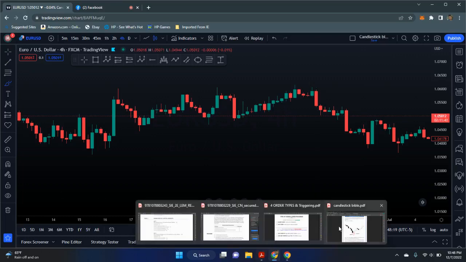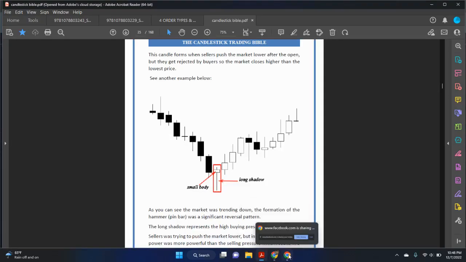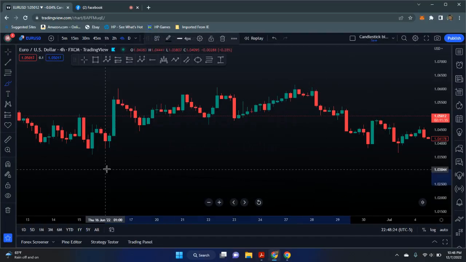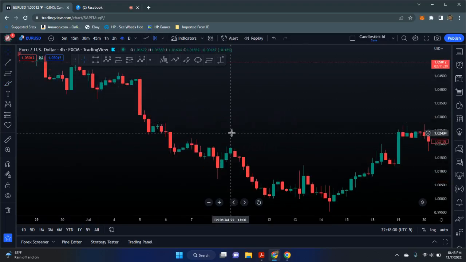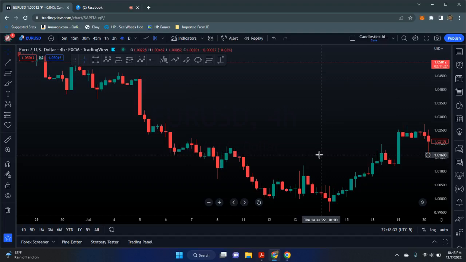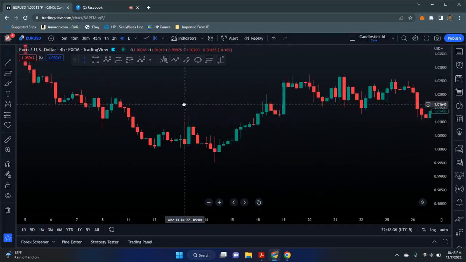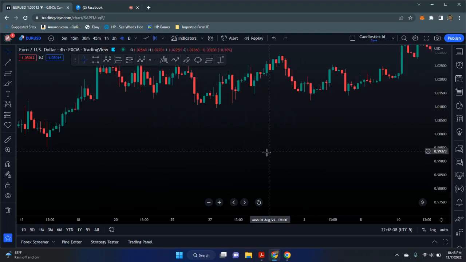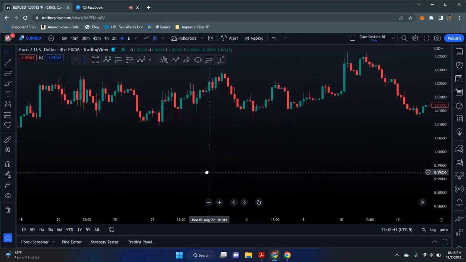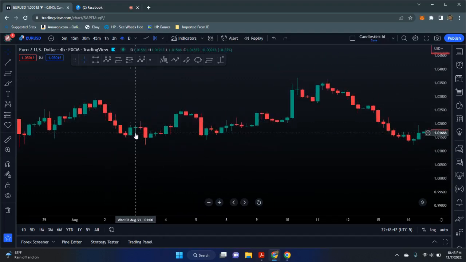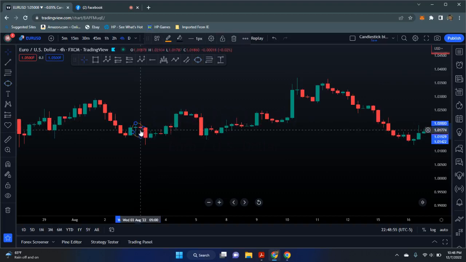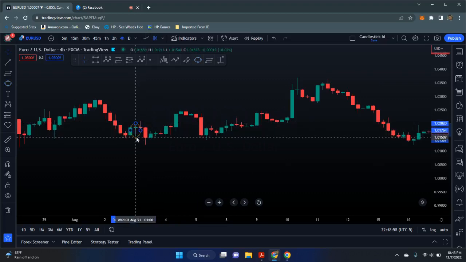See, did it have a wick? Oh, it did have a wick. Let's see if we can go back to that other one. I guess bottom of a downtrend, and she went up. So I guess this can be one here.